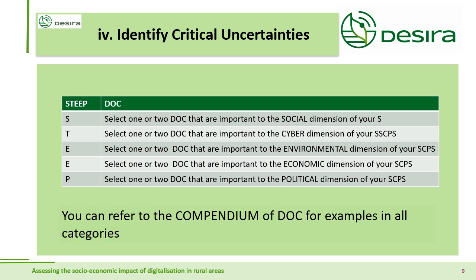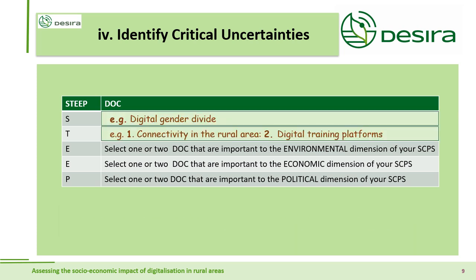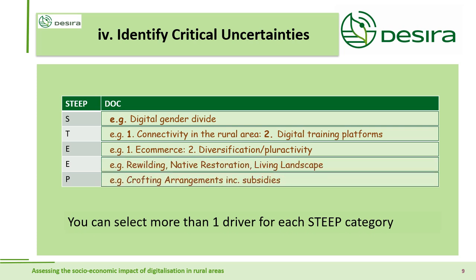On the left-hand side of this table, the first column represents each domain under the STEEP acronym. The second column then asks for each domain to select 1 or 2 drivers of change. Examples of drivers of change for each domain are now appearing. These are specific drivers of change relevant to the Scottish Living Lab.